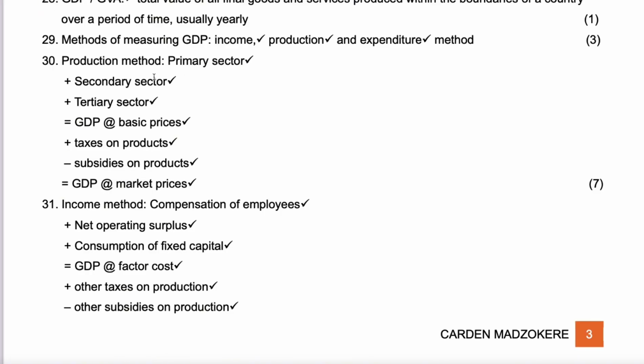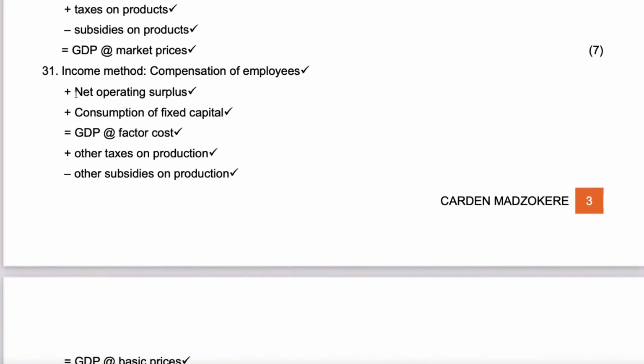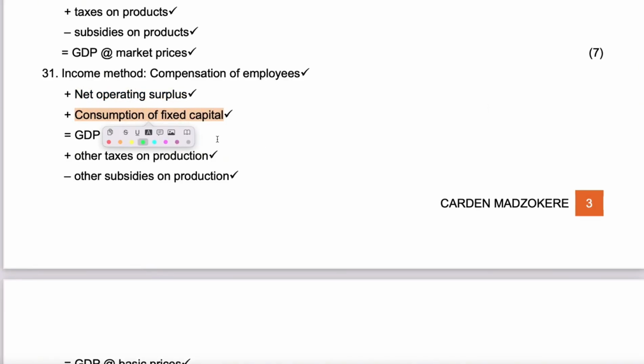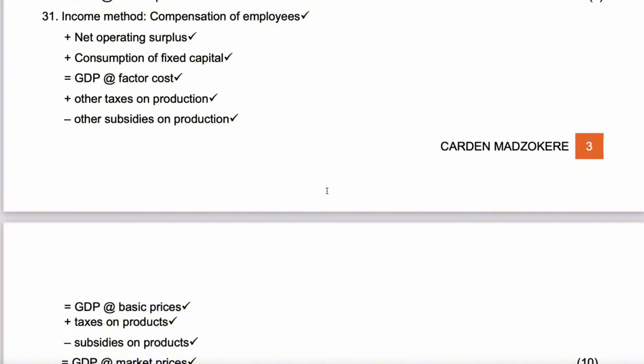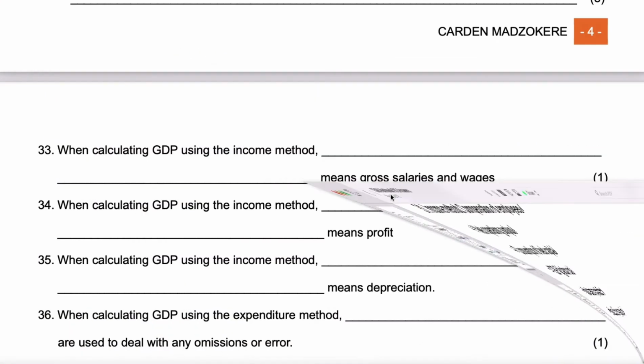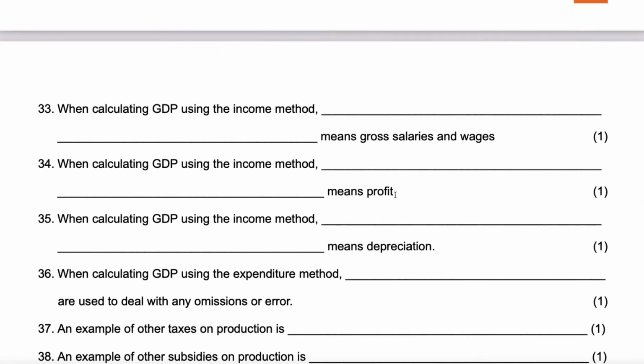If you want to quickly write them down, if I was saying it fast, then 31, that's your compensation, net operating. I might need to explain something. So compensation of employees, that's net salaries and wages. Net operating surplus, that's profit. Then consumption of fixed capital, that's depreciation. You'll see a question that says more or less the same thing. I'll show you that question just now. Basically, that's where we're going.